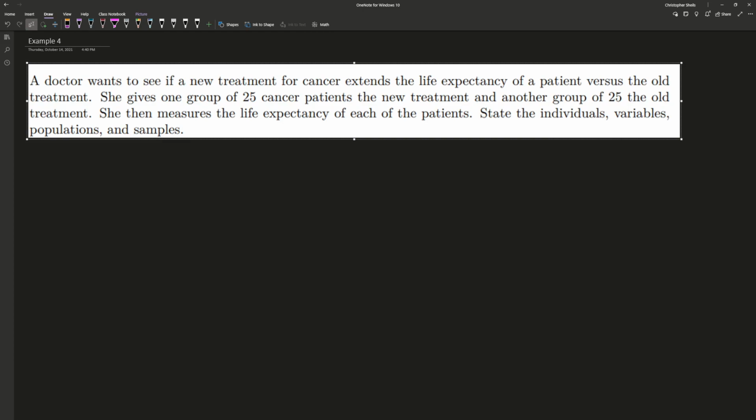A doctor wants to see if a new treatment for cancer extends the life expectancy of a patient versus the old treatment. She gives one group of 25 cancer patients the new treatment and another group of 25 the old treatment. She then measures the life expectancy of each of the patients. State the individuals, variables, populations, and samples.